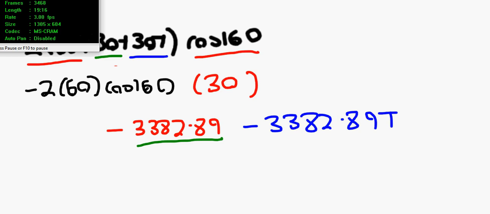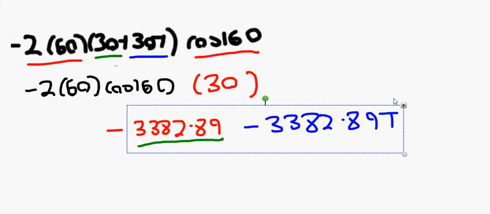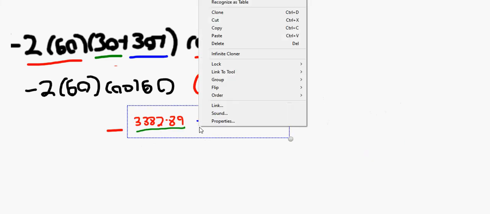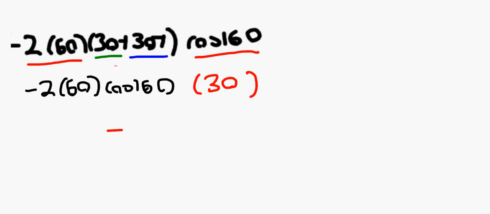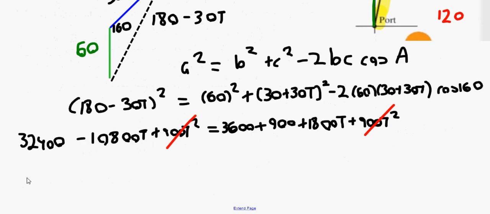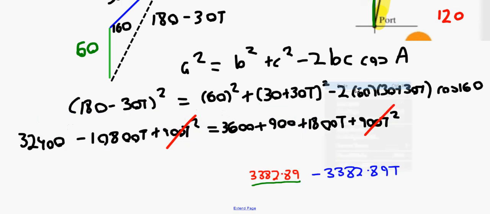So we're going to get this answer here. We're going to shrink it down. Control group it. And it's a minus in front of it. We're going to cut this. Bring it back down here. And paste it down here. Alright.